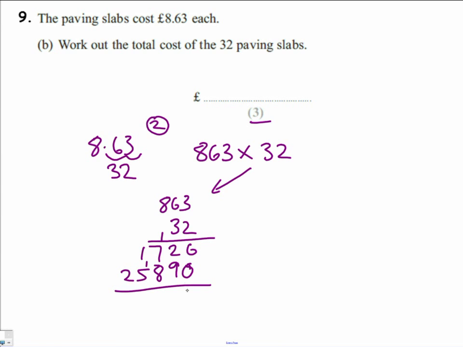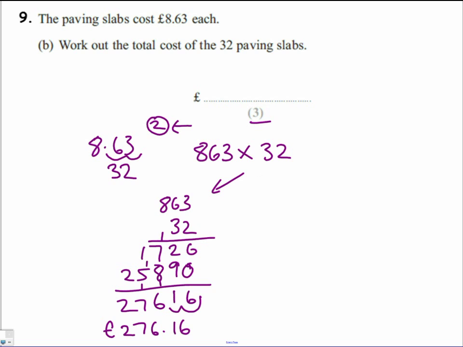So now I've got, add the columns, 6, 9 and 2 is 11, 8 and 7 is 15, plus 1 is 16, 5 plus 1 and 1 is 7, and 2. So I've got 27616, but then I have to remember my 2 decimal places. So move it back 2 decimal places, and I have £276.16.